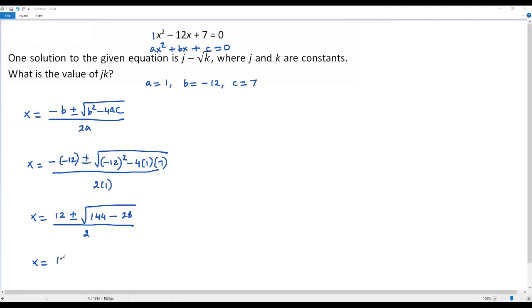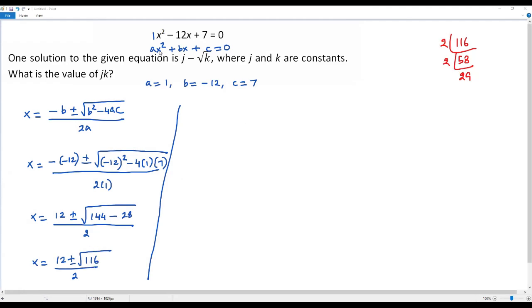Then we get x equals 12 plus or minus the square root of, when I simplify this, that is 144 minus 28, I am getting 116, divided by 2. Okay, to do further simplification, we can decompose this 116 into its prime factors. Let me do this separately. Since 116 is an even number, we can divide it by the smallest prime number 2. When I divide it by 2, I am getting 58. Again, 58 is an even number, so we can divide it by 2. When I do so, I am getting 29. Here 29 is a prime number, so we have to stop the process. When I multiply these three prime numbers 2, 2 and 29, that is equal to 116.